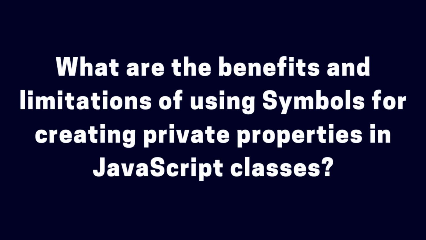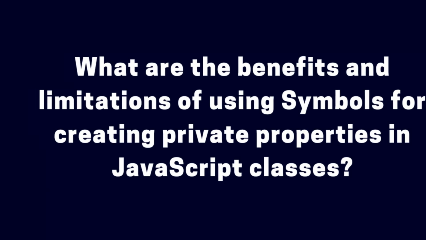Now the limitations. The first limitation is that it is not fully private. Properties created with symbols can still be accessed using methods like Object.getOwnPropertySymbols. Another limitation is complexity. Using symbols can make the code harder to read and understand, as accessing these properties isn't straightforward.